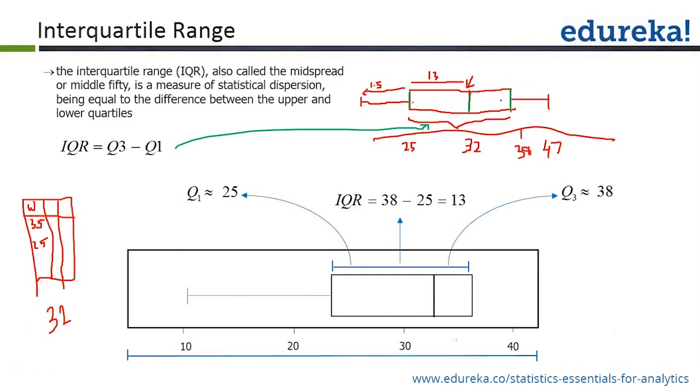In other words, here we are referring to the 25th percentile point, which is here, the 50th percentile point, which is here, and the 75th percentile point, which is here. Then you create a box kind of structure. The interquartile range refers to the difference between the 75th percentile and the 25th percentile.